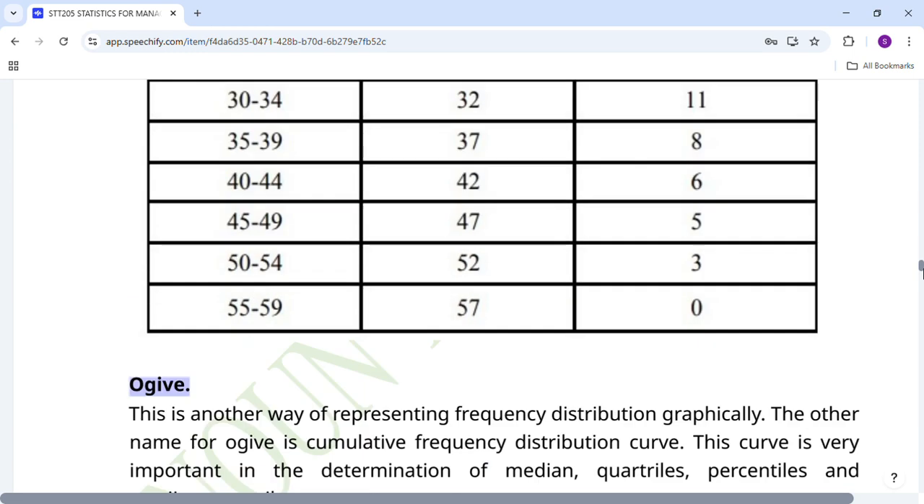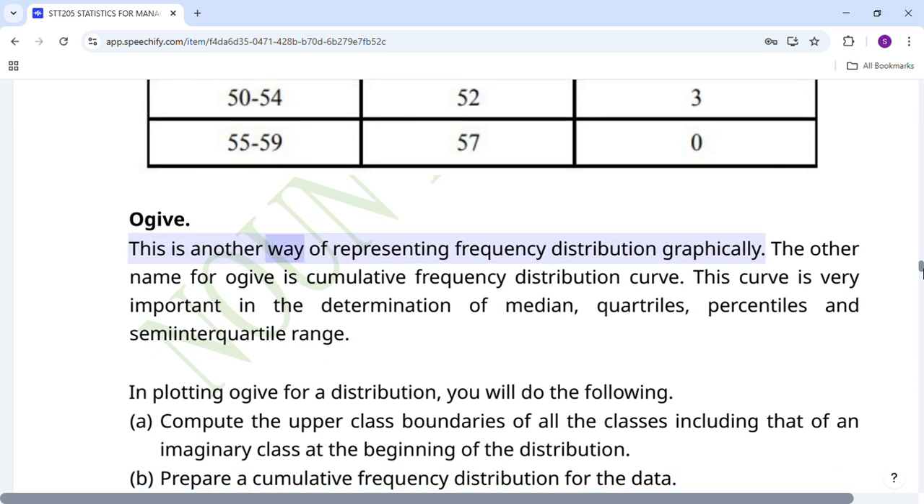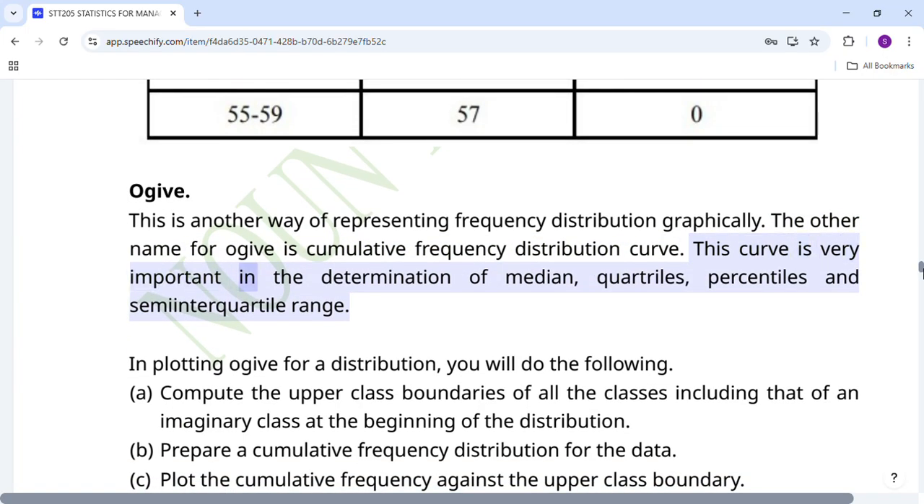Ogive. This is another way of representing frequency distribution graphically. The other name for ogive is cumulative frequency distribution curve. This curve is very important in the determination of median, quartiles, percentiles, and semi-interquartile range.